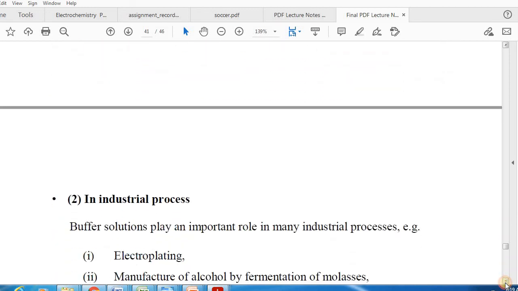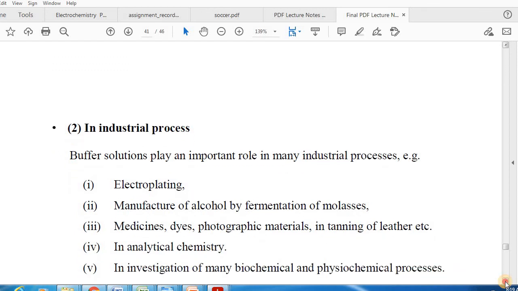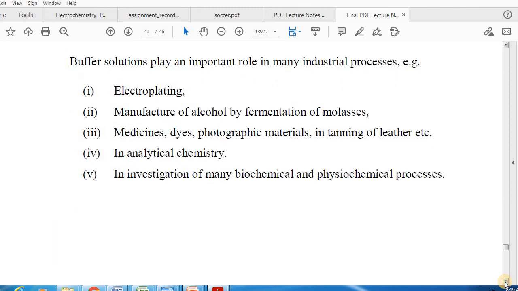In industrial processes, buffer solutions play an important role. You can take the example of electroplating, fermentation of molasses, medicines, dyes, photographic materials, in analytical chemistry and in investigation of many biochemical and physicochemical processes, you will have the application of buffer solutions.